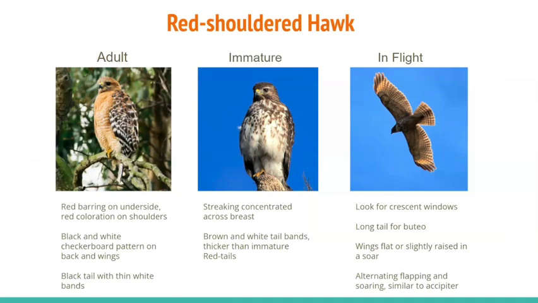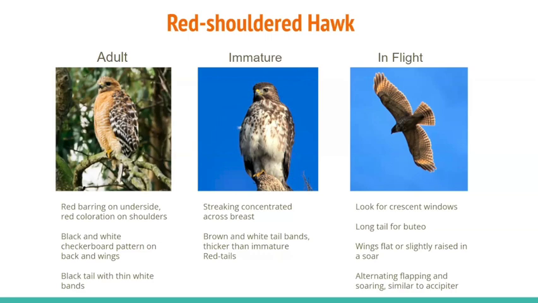So for the immature red-shouldered, it is similar in appearance to a red-tailed hawk, although instead of having that streaky belly band, their streaking is concentrated in that bib area, so right around their neck and down onto their breast. And they have a brown tail with very thin white tail bands that are actually thicker, if you look really close, than those of an immature red-tail.